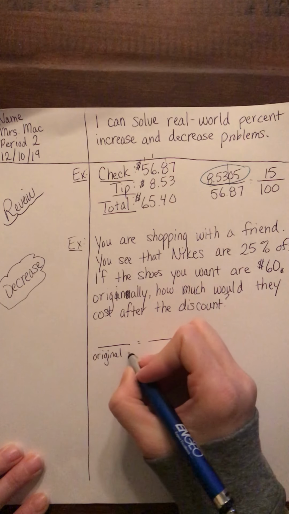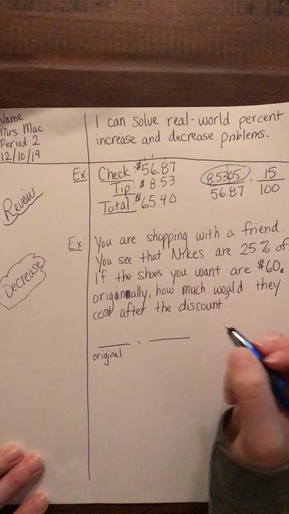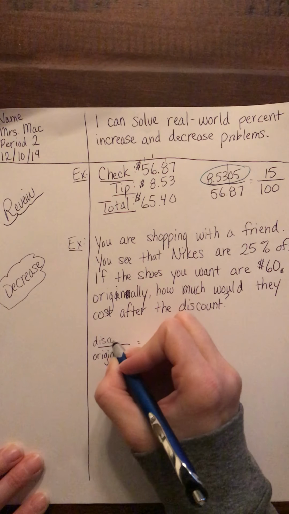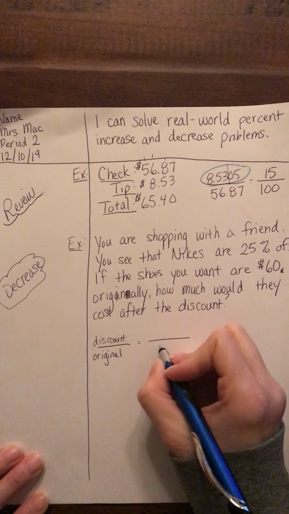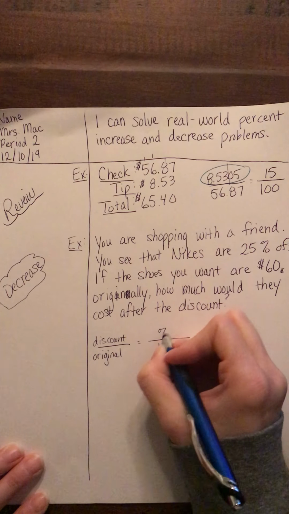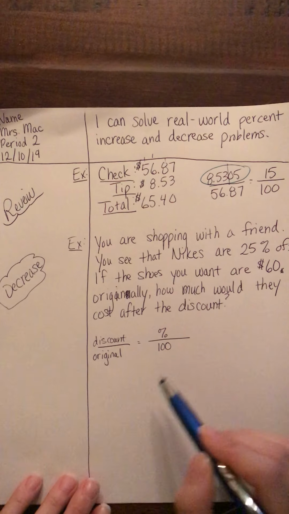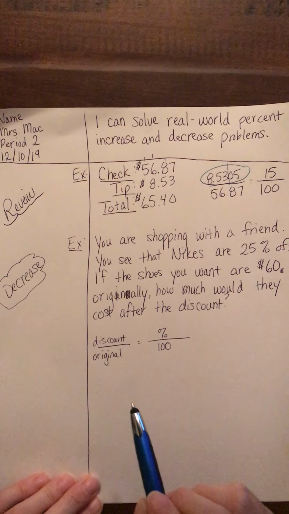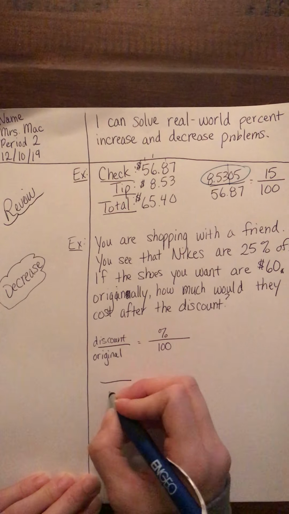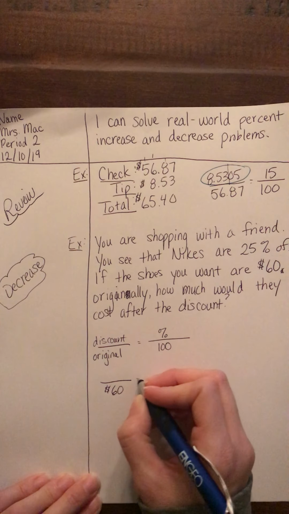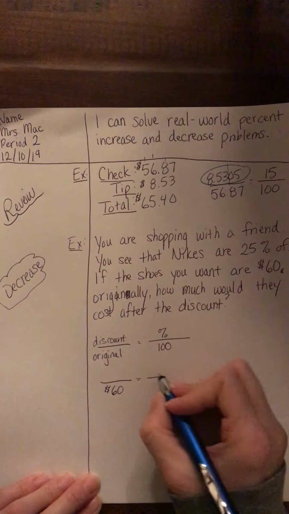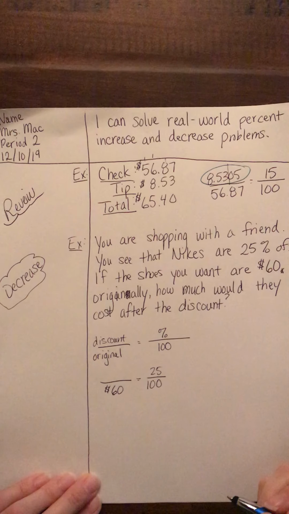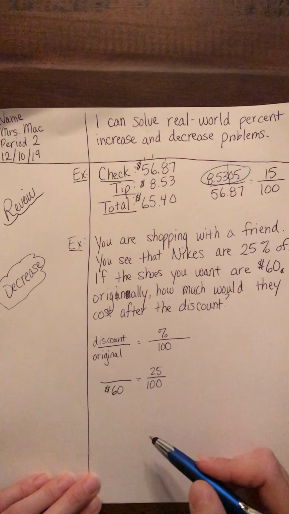There we go. Original. Okay, and then this is going to be the discount, how much money you're taking off. And then percents are always out of 100. So you're always going to put it in this form. So let's go ahead and actually put it in this form, solve it, and then apply the discount. The original price of the Nikes is $60. The percent of the discount was 25. And we're going to cross multiply and divide here to find out what 25% of 60 is.